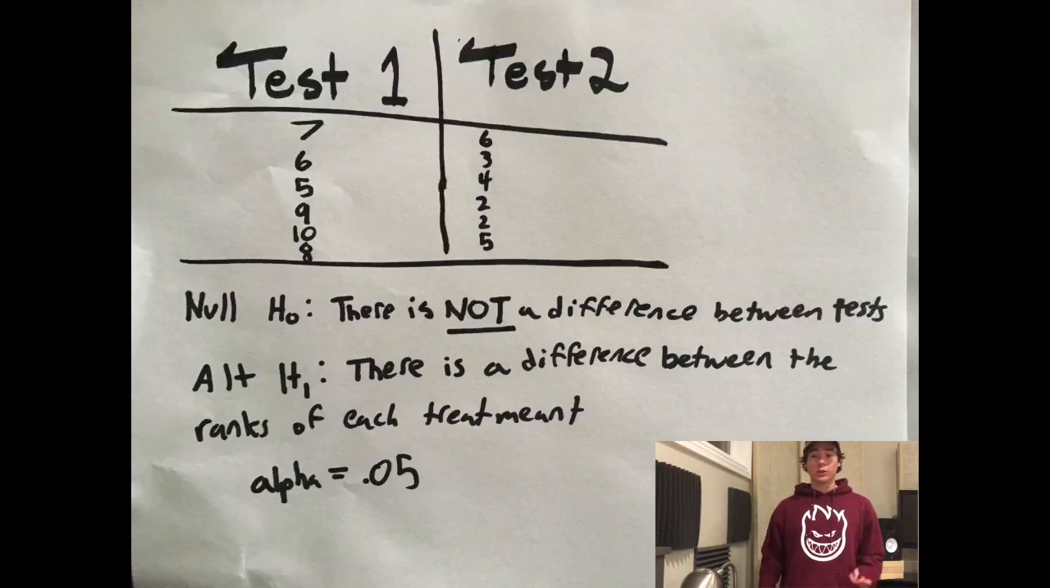So we're going to start off with two different tests, and we're determining whether there's a difference between test 1 and test 2. Each test has 6 results in each column, as you can see. Our null hypothesis is that there's not a difference between these two tests, while our alternative hypothesis is that there is a difference between these two tests. We're going to have an assigned alpha of 0.05, and this is going to be a two-tailed test.